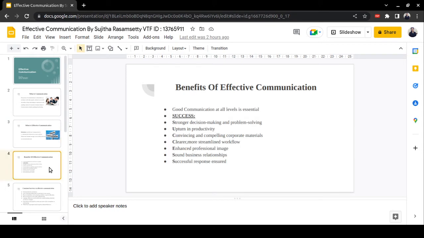Benefits of effective communication. Good communication at all levels is essential. In order to get success in effective communication, we have to follow these steps. Success stands for stronger decision making and problem solving. U stands for upturn in productivity. C stands for convincing and compelling corporate materials. C stands for clearer, more streamlined workflow. E stands for enhanced professional image. S stands for sound business relationships. And another S stands for successful response ensured.